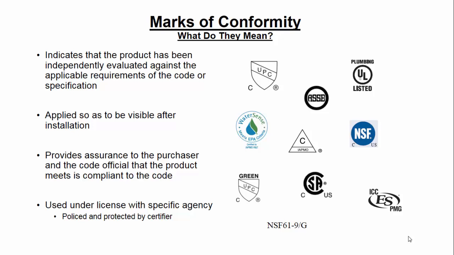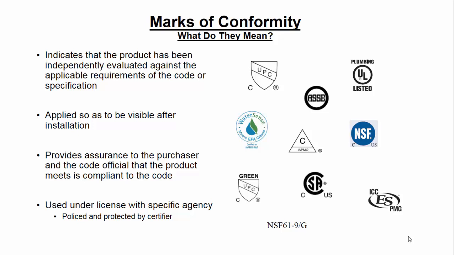And they provide assurance to the purchaser and to the code officials and AHJs that the product is compliant with the applicable requirements, whether it be the code requirement or specific standards. These marks are used under license with the specific agency that the manufacturer uses to be their certifier. So all of these marks shown on the right are representative of some of the plumbing product certifiers in the U.S.